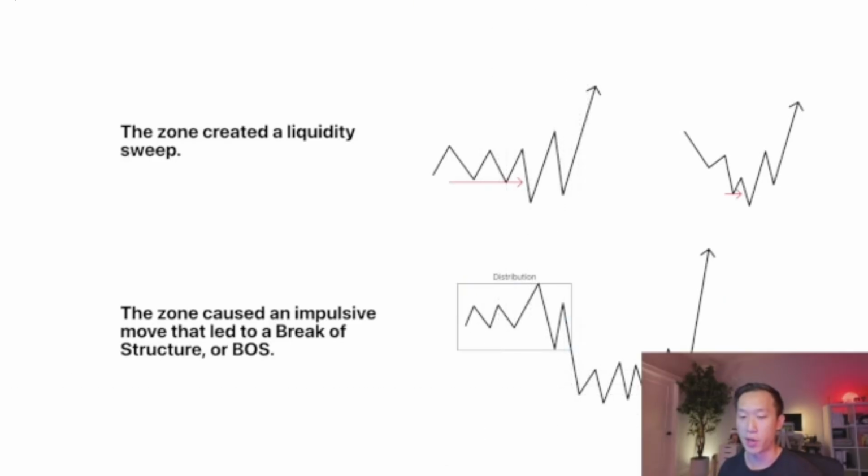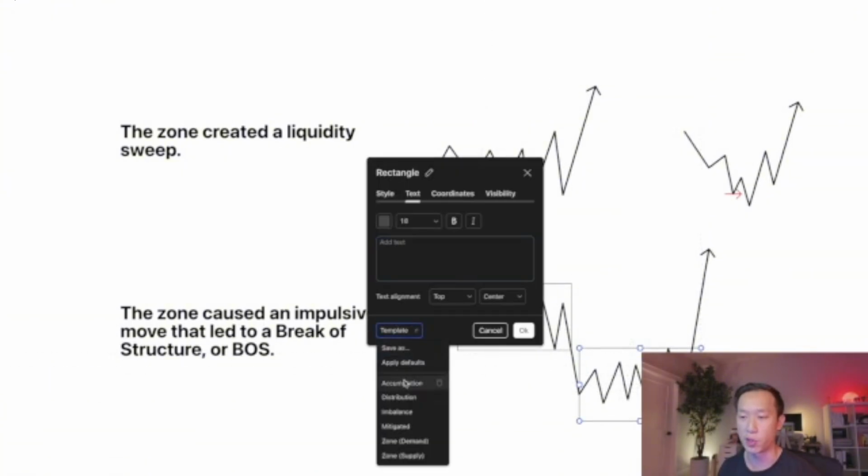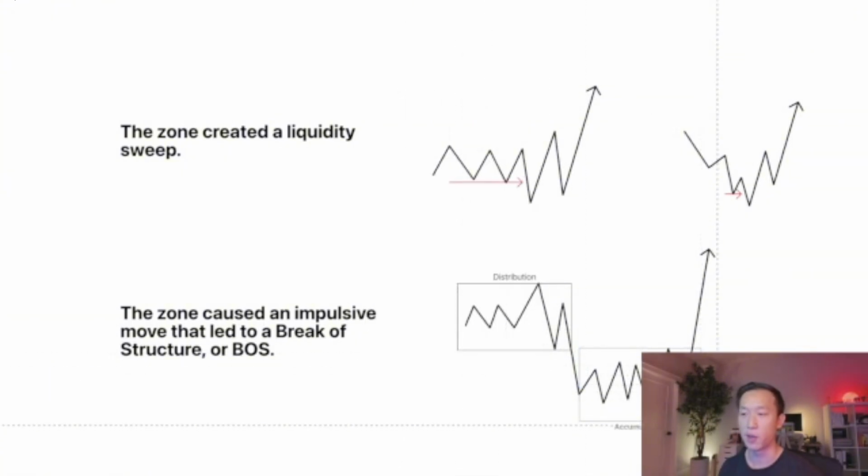So on this example right here, we have two structures. We have a smaller distribution followed by a larger accumulation right here. Now, I know we haven't covered distributions and accumulations yet, but just for this example's sake, this is kind of what it looks like. So in this example, we have two microstructures. We have a distribution and an accumulation. So the accumulation we can see is responsible for breaking structure to the upside of this previous distribution. So this accumulation caused the break of this distribution.